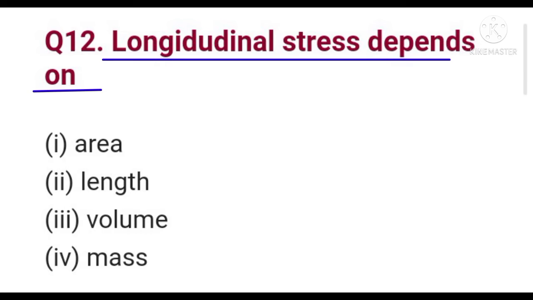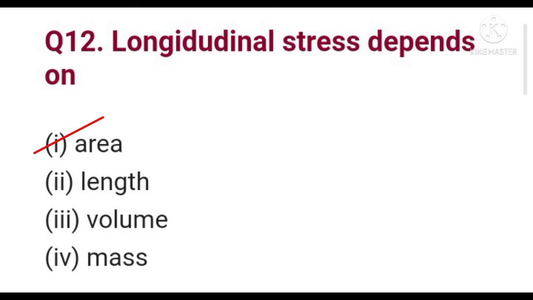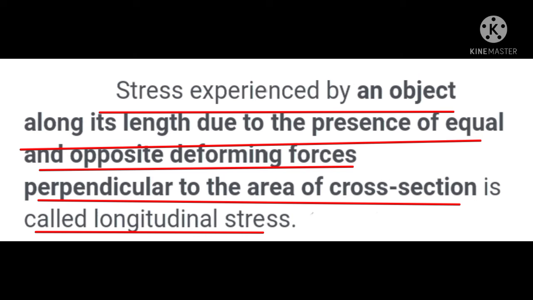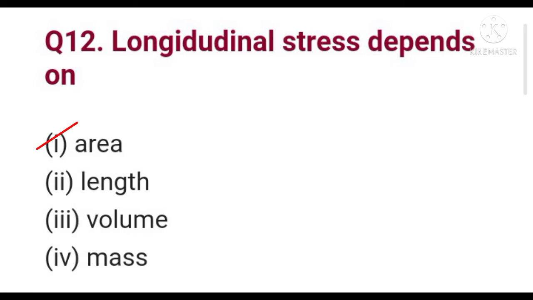Question number 12. Longitudinal stress depends on: first option, area; second option, length; third option, volume; fourth option, mass. We know that stress experienced by an object along its length due to the presence of equal and opposite deforming forces perpendicular to the area of the cross section is called longitudinal stress. First option is the correct option. Longitudinal stress depends on area.